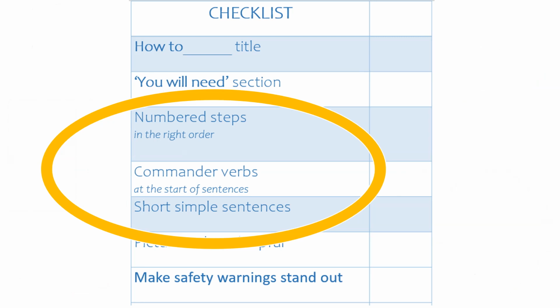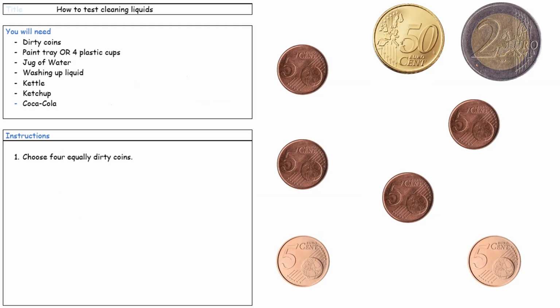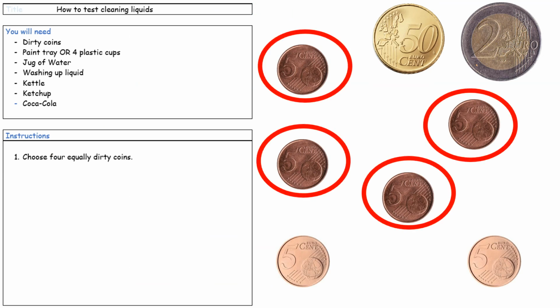After that, we write the instructions. They must be numbered, use commander verbs, and the shorter and simpler the language, the better. 1. Choose 4 equally dirty coins. Which of the coins on the right would you choose? I chose the 4 dark brown 5-cent coins. I didn't choose the bigger coins or the shiny 5-cent coins because I want to do a fair test.